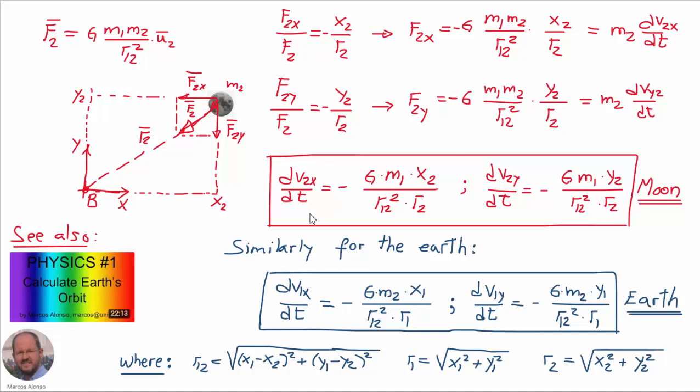So from this we can obtain the components of the acceleration of the Moon in the x direction and in the y direction. We have to note here that R12 is the distance between the Earth and the Moon, and R2 is the distance between the Moon and the barycenter. Similarly, for the case of the Earth, we obtain these equivalent equations, and the three parameters related to the distances are R12, which can be calculated as a function of the coordinates using this expression here, R1 and R2.